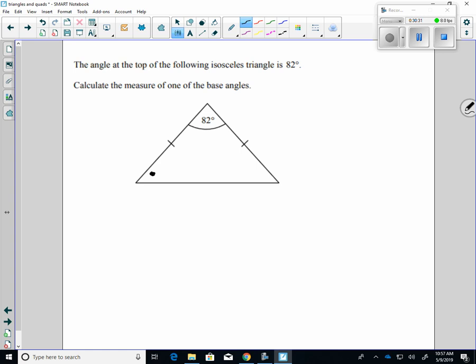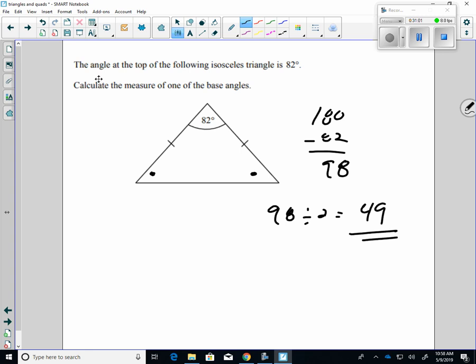Isosceles triangle, what did we learn about an isosceles triangle? The angles at the bottom are the same, right? They're both the same, and if they add up to 180, 180 minus 82 is 98. And then divide that by 2 because they're equal. 98 divided by 2 is 49. That's probably 1 mark.